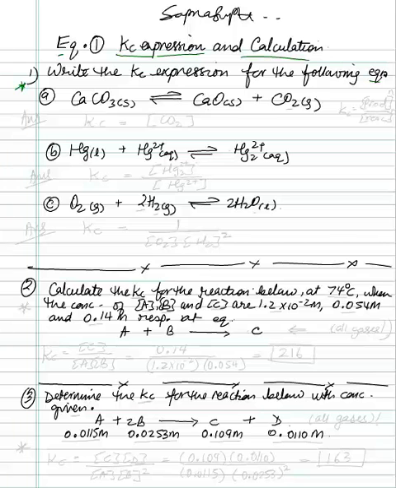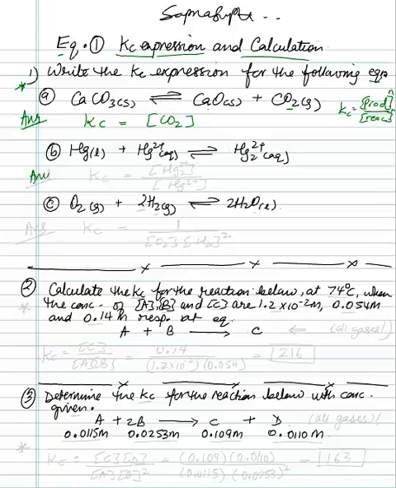Let's do the first one, which is calcium carbonate solid, in equilibrium with calcium oxide solid and carbon dioxide gas. So remember, in the Kc expression, you don't use solids or liquids, so everything else is going to be in the expression. The other thing is that the products are on the top and the reactants are at the bottom. So Kc is products over reactants, and then you raise each to the power of its coefficient in the balanced equation. So you have to work with balanced equations.